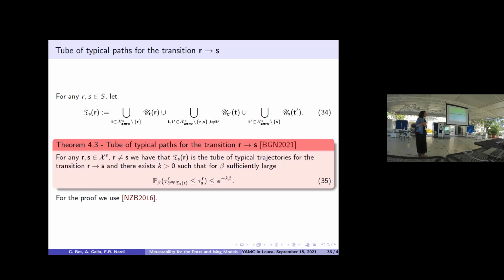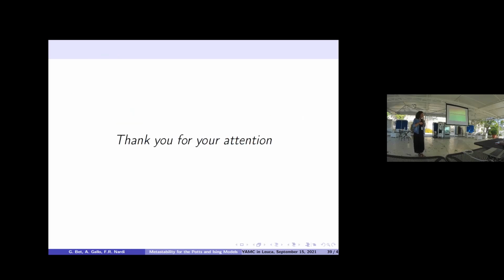Finally, regarding the transition from a stable state R to another fixed stable state S, this time without constraint, this tube is given by the union of all the possible restricted tubes of typical trajectories from R to T, where T is any stable state of the energy landscape different from R. Then we have to consider also the restricted typical trajectories between a pair of stable configurations different from both R and S. Then the tube of typical trajectories contains also those typical restricted trajectories that go from T prime, that is any stable state different from S, to S. And also in this case, we prove that the probability to visit a configuration that does not belong to the tube is exponentially small. Thank you very much.